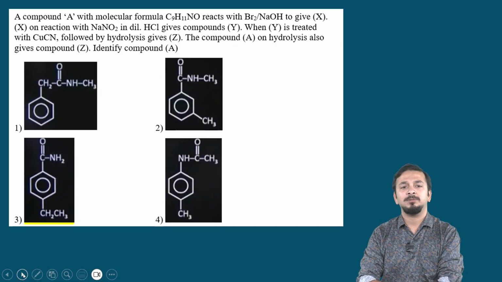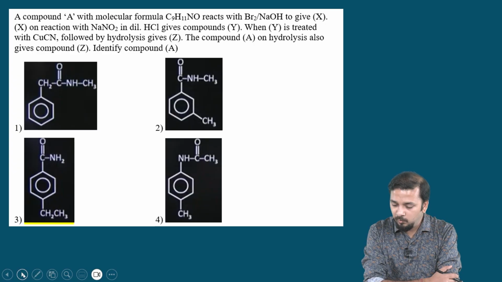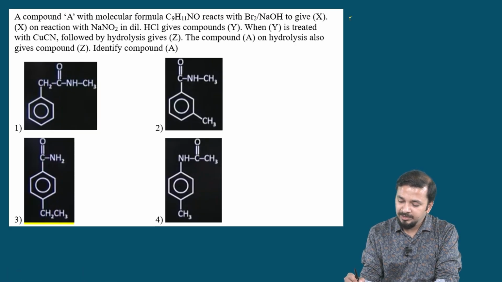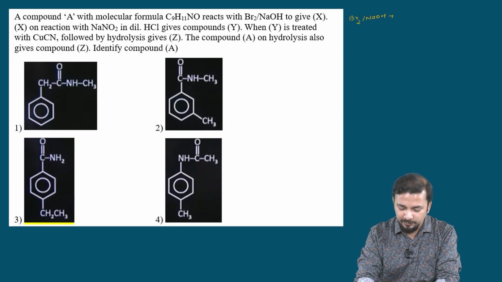Moving to next question. Next question is again from organic chemistry. Let's read out the question. A compound A with molecular formula C9H11NO reacts with Br2/NaOH to give X. Br2/NaOH means it has to be Hofmann bromamide degradation reaction. Why am I saying so? Because all the compounds which they have given have nitrogen. So the possibility is it is Hofmann bromamide degradation.